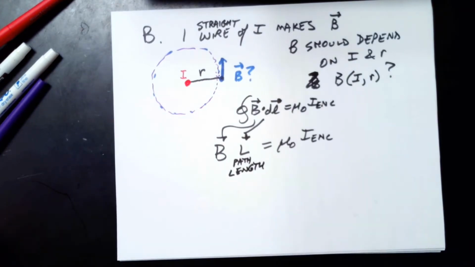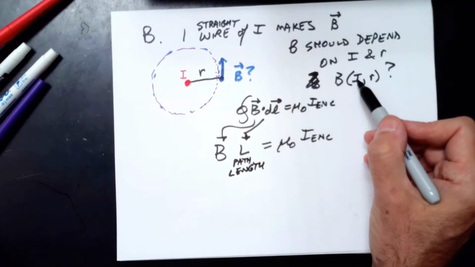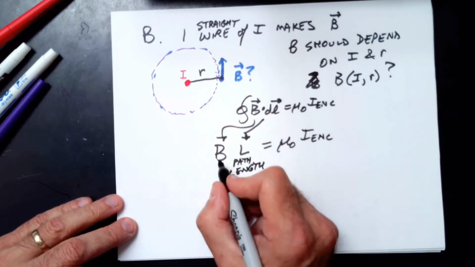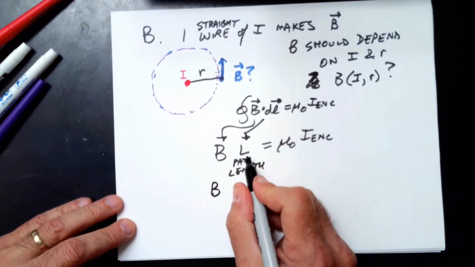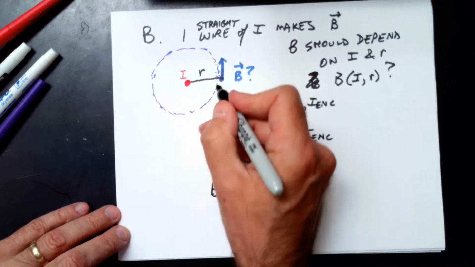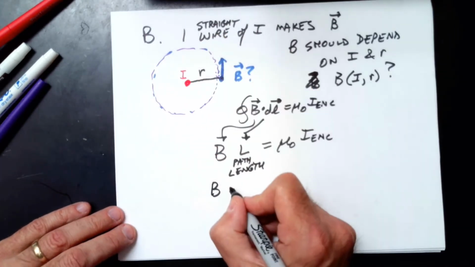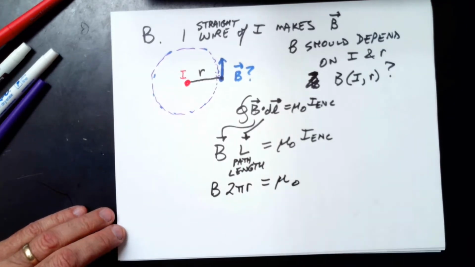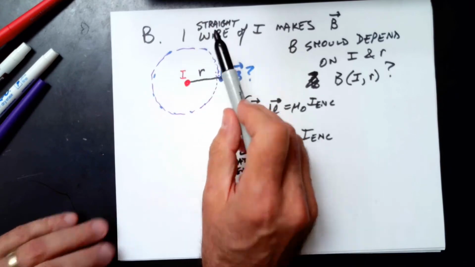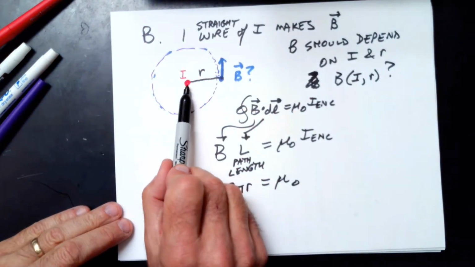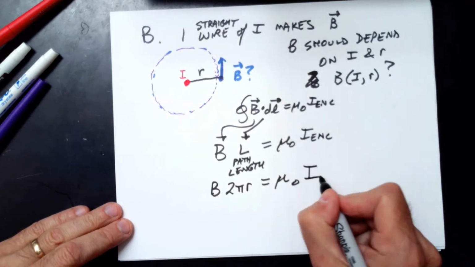Okay, but we're not done because we want B as a function of I and R, the distance from the current. We've got B just fine, but you have to express path length as a function of R, all the way around here. And of course that's circumference, so that's 2 pi r, equals mu 0. And now here you put I enclosed. Since it's one straight wire, we're not adding up a bunch of different I's, some coming at you, some going away. It's just the single I, so that is the I.